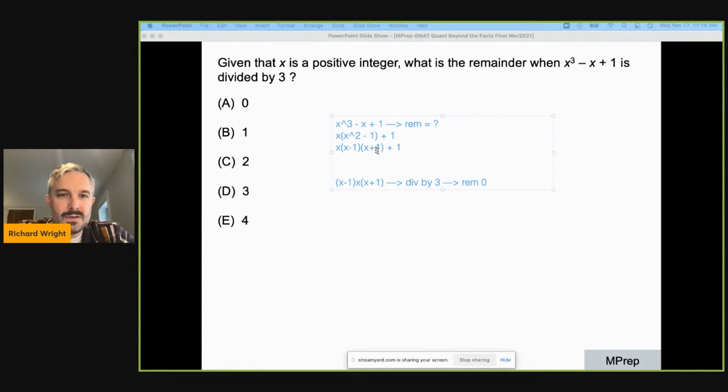Okay. So if the remainder of this piece is 0, when I add 1, what's the remainder going to be? The remainder is going to be 1. This piece has a remainder of 0, and then when I add 1, that's just going to be the 1 hanging out after I divide by 3. So the remainder for all of this is going to be 1.